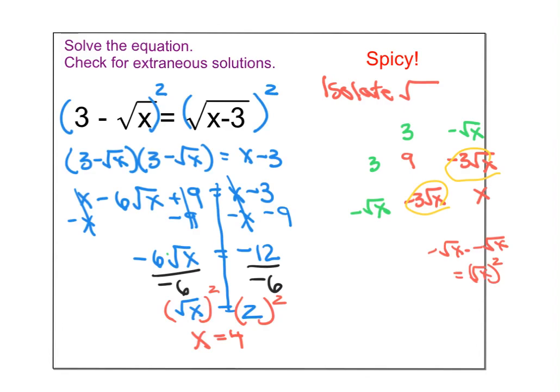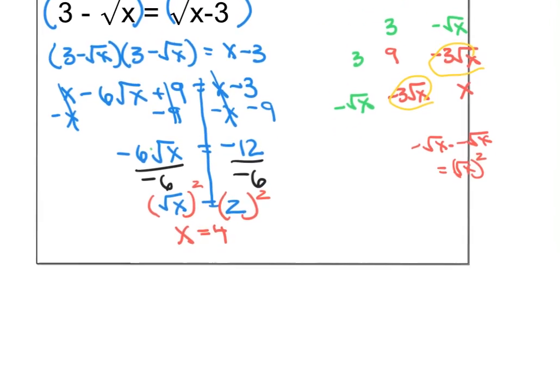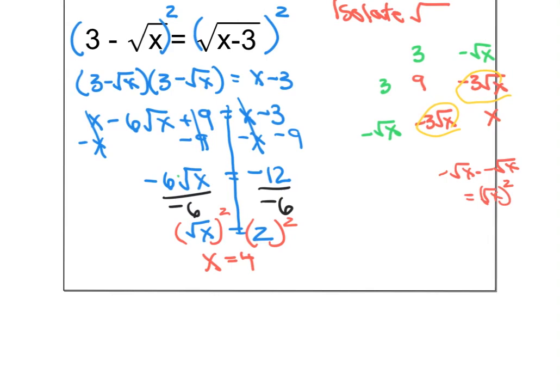It's really tempting to quit and be done, but I need to take some time to make sure that that answer is correct. So I'm going to check my work. Every time I see an x, I'm going to replace it with a 4. And now let's simplify both sides.